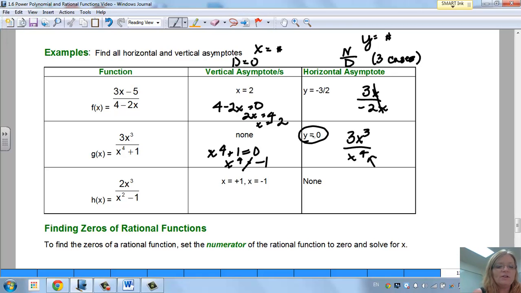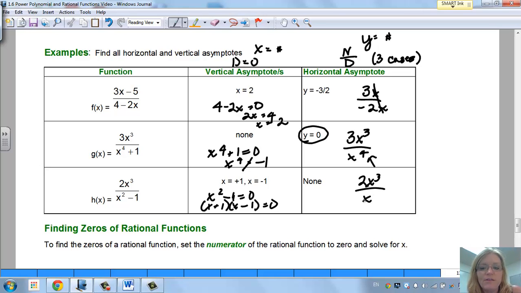Here, for my vertical asymptote, I take my denominator, put it equal to 0, and if I solve this, I have x plus 1 equals 0, and x minus 1 equals 0. That's where I get those 2 vertical asymptotes. And then for the horizontal asymptote, I have to use the highest power and coefficient in the numerator and the highest power in the denominator. And if you see that the numerator's is smaller, then there is none. So those are the 3 cases.